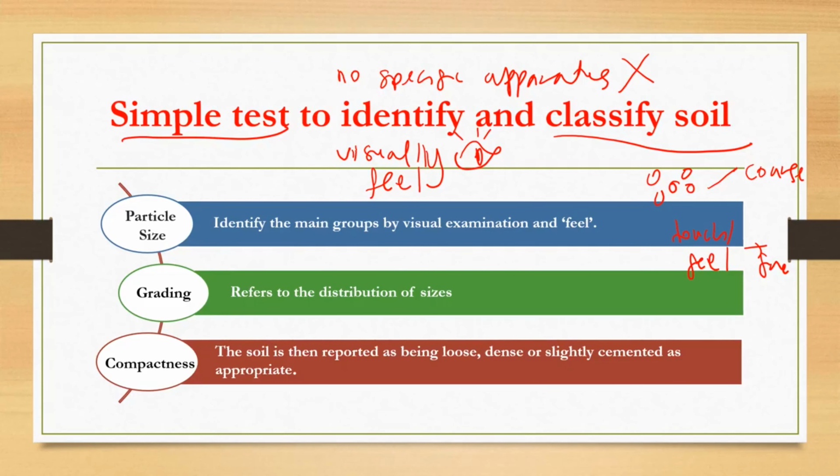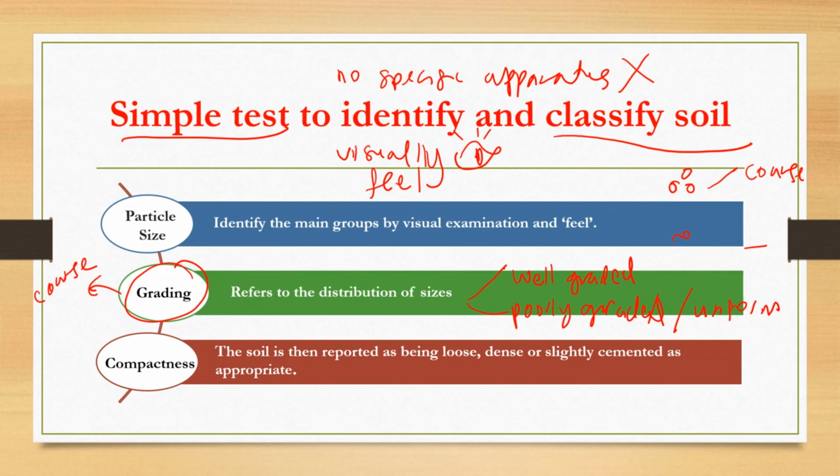And if you're talking about grading, what does it mean? Grading is another criterion used to describe coarse grain soil. Grading is normally associated with coarse grain soil. So if you have sand or gravel, you want to know whether, in terms of grading, it is well graded or poorly graded, also known as uniform, a uniform type of soil. So what you can do, the same thing, is look at the size of the particles.